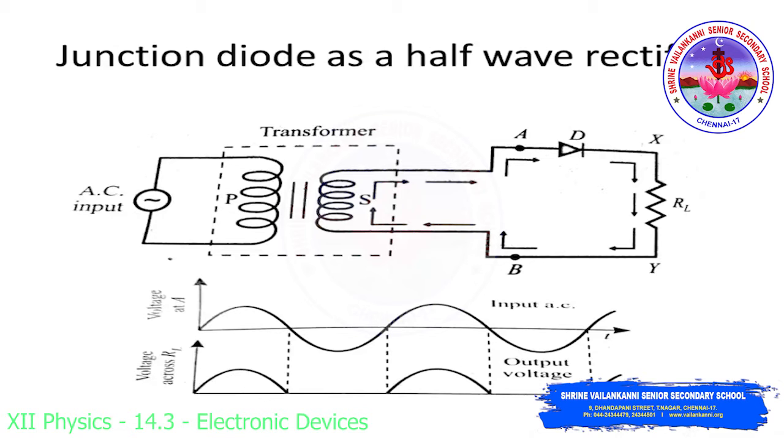During the negative half cycle, the end A becomes negative and B is positive. Now the diode is reverse biased and no current flows. No voltage appears across RL. So only the half wave is rectified. This process continuously goes on, and we call it half wave rectification, and this rectifier is a half wave rectifier.